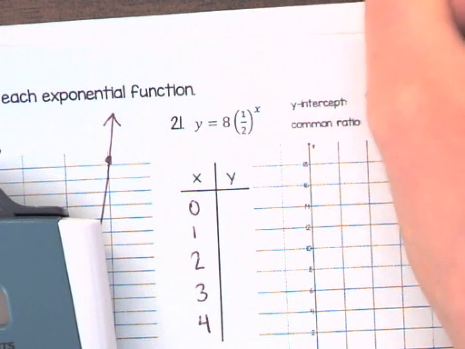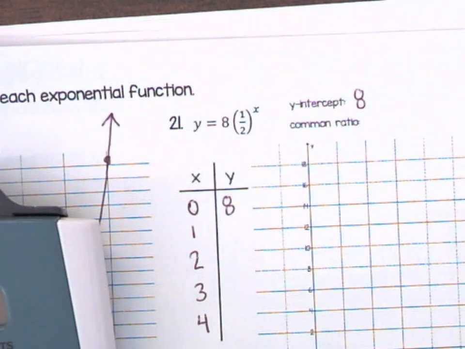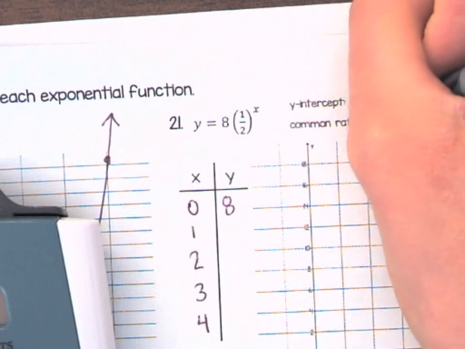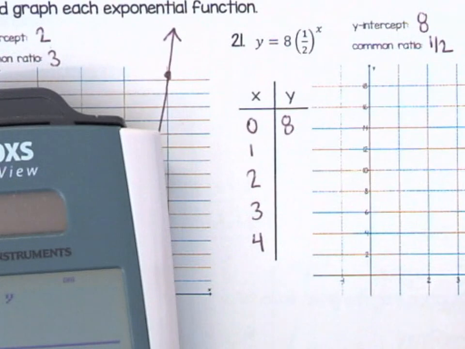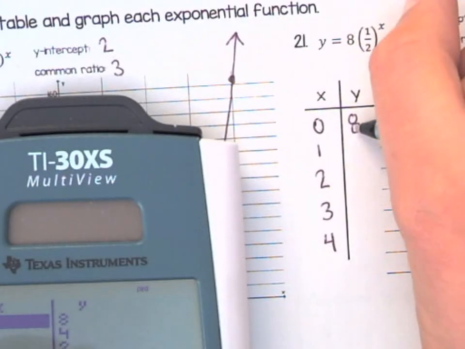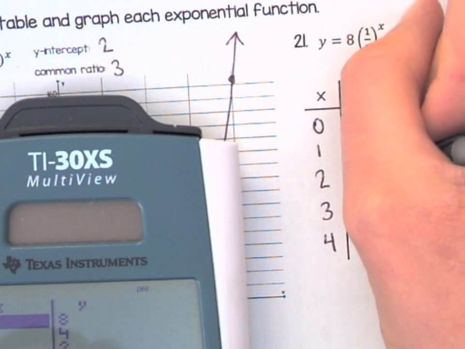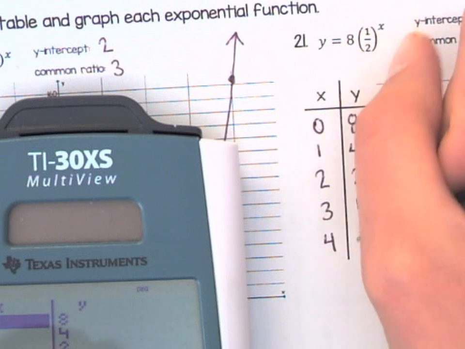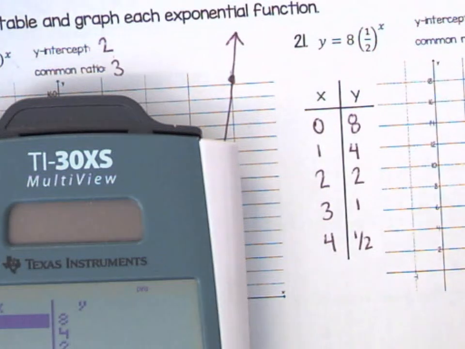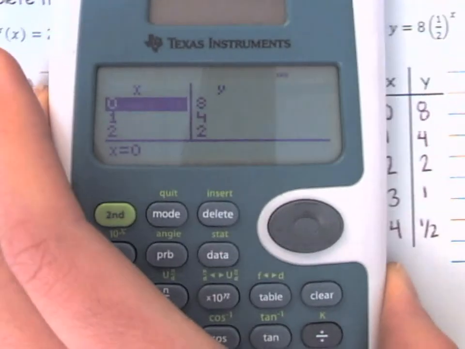Oh, and I forgot, we need to answer a couple questions over here. We know that our y-intercept is 8, so that's our starting point here at 0. Our common ratio is 1/2, so it should be multiplying by half each time. We could actually probably figure that out and then use our table to double check it. Half of 8 is 4. Half of 4 is 2. Half of 2 is 1. Half of 1 is 1/2. Do you see that? And those should be the same numbers we get on our calculator.